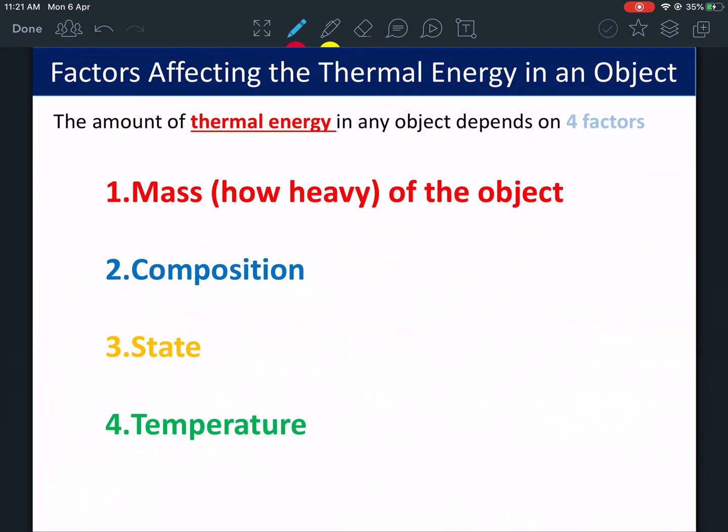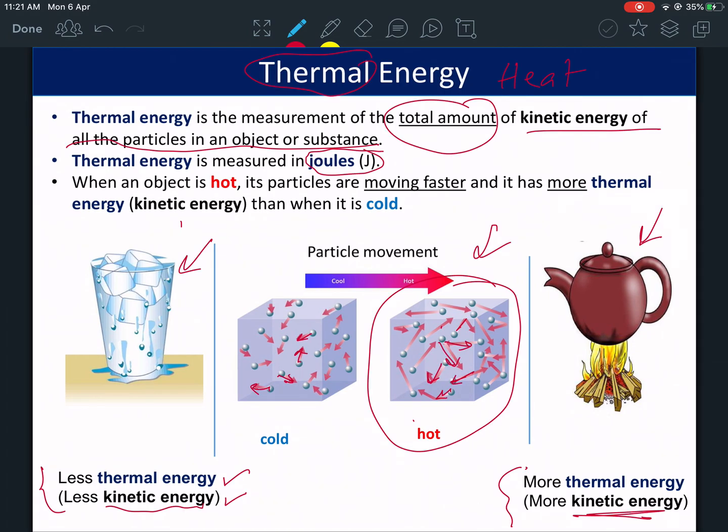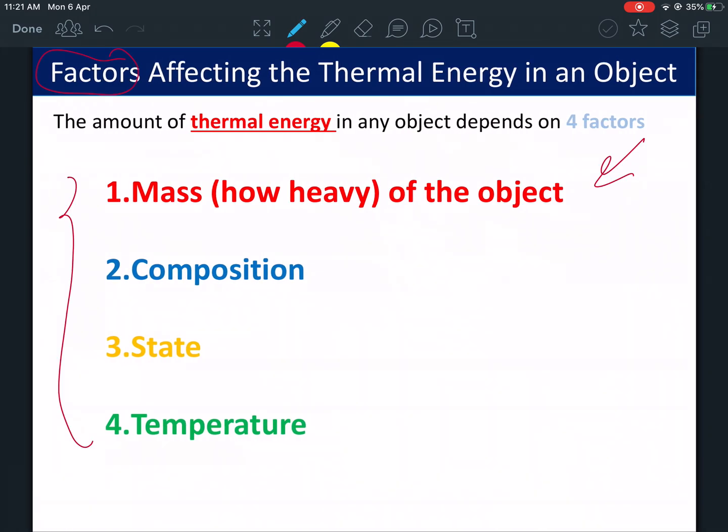Okay, now we have four factors. Remember these because in the worksheet I'm going to ask you about these. First I'm going to ask you how is the thermal energy measured, and you're going to say in joules. I'm going to ask you what is the definition of thermal energy. You're going to get it from here. Then I'm going to ask you what are the four factors.